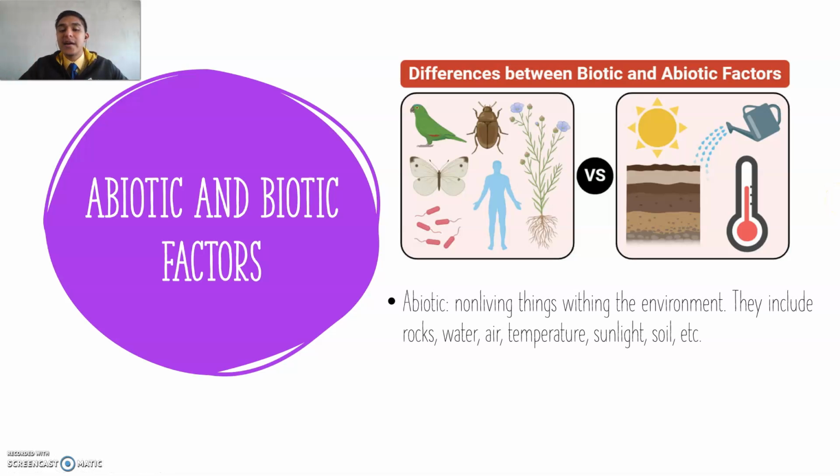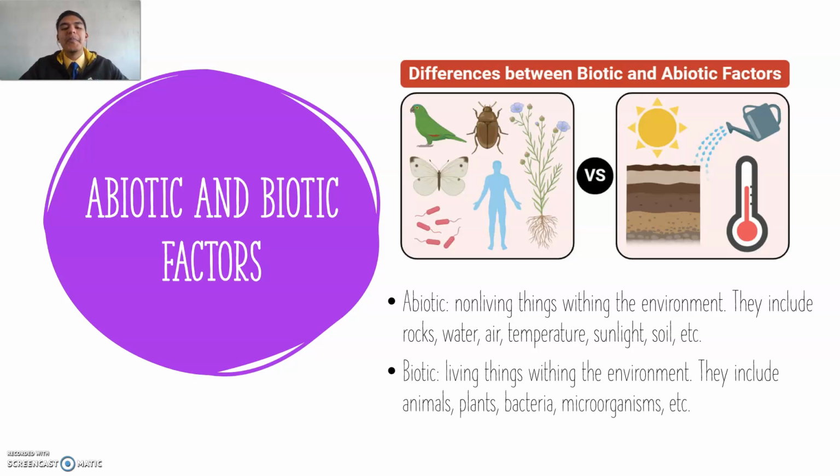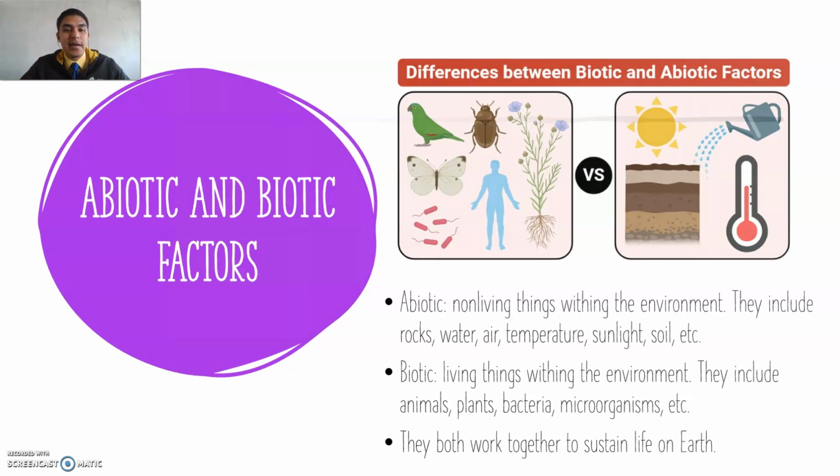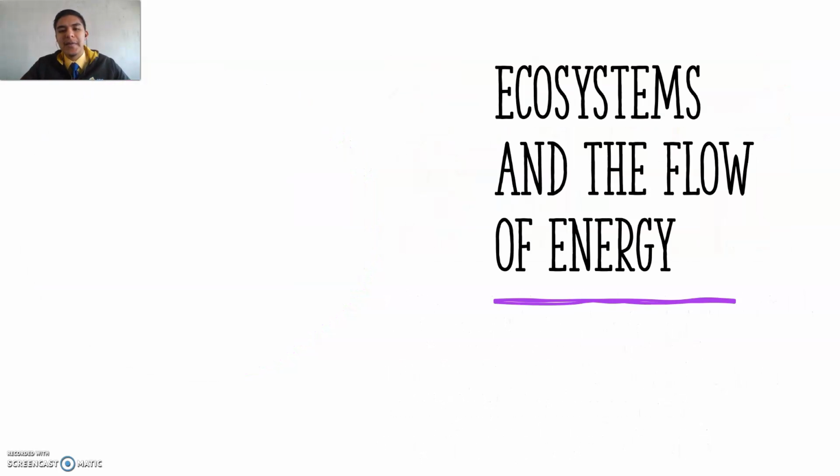So abiotic factors are non-living things within the environment. They include rocks, water, air, temperature, sunlight, soil, etc. Way more things. And when we talk about biotic factors, they are living things within the environment, and they include animals, plants, bacteria, microorganisms, etc. And they both work together to sustain life on Earth. So, necessarily, we need both abiotic and biotic factors in order for life to exist. And we are going to see why just in a moment.